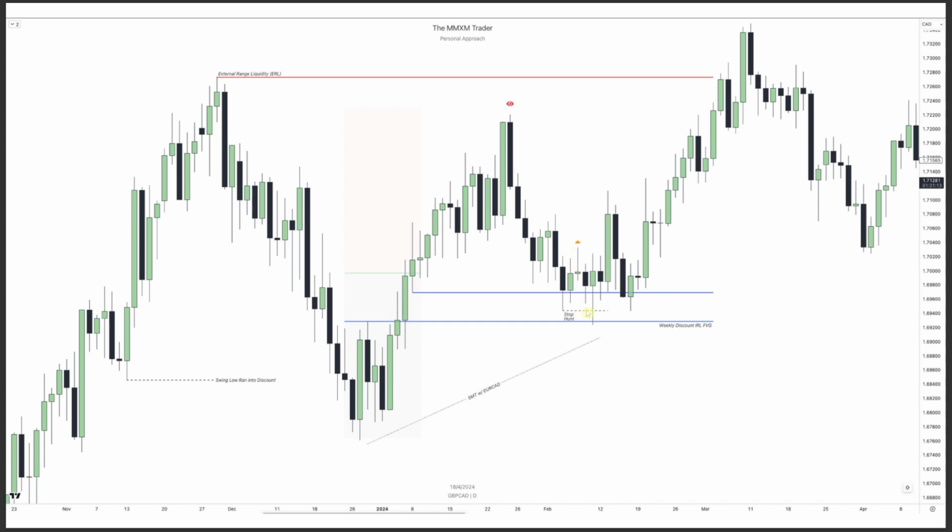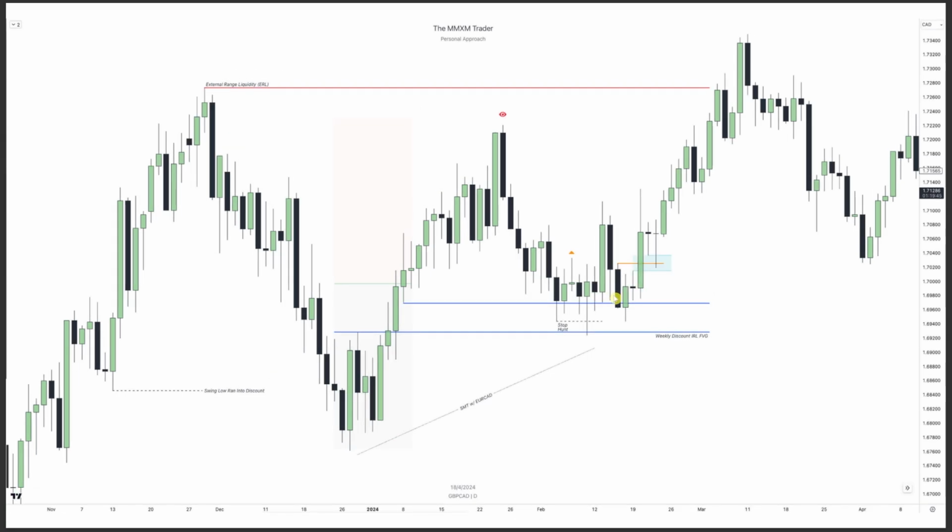And again, the SMT is key here, right? We want to have that with us. Now price starts to trade up higher again, and we've got a fair value gap formed, high probability fair value gap with an order block here. And then price taps that fair value gap and continues its path up into external range liquidity.